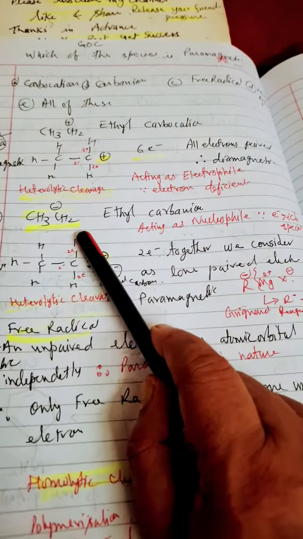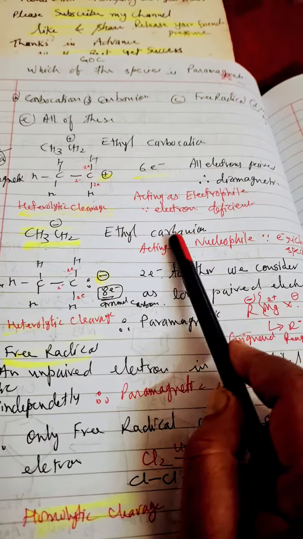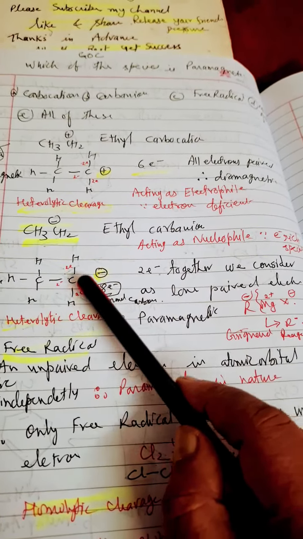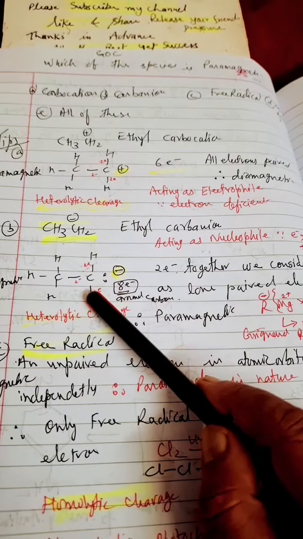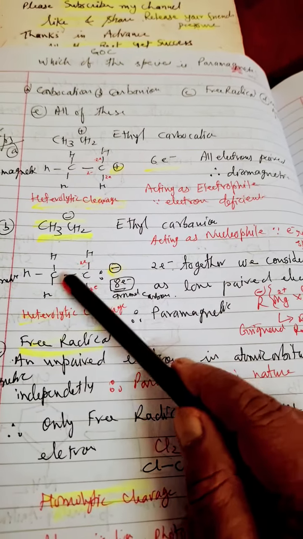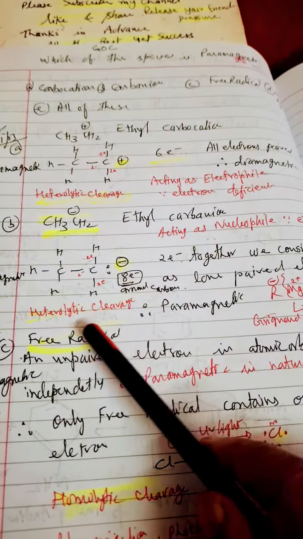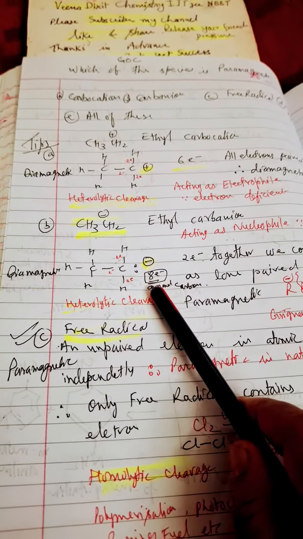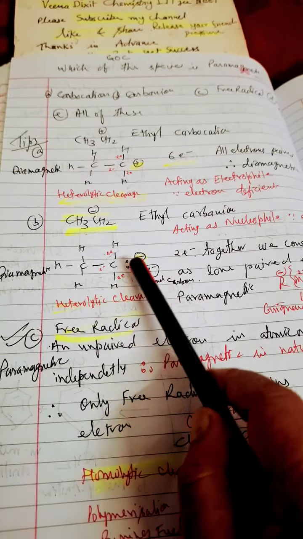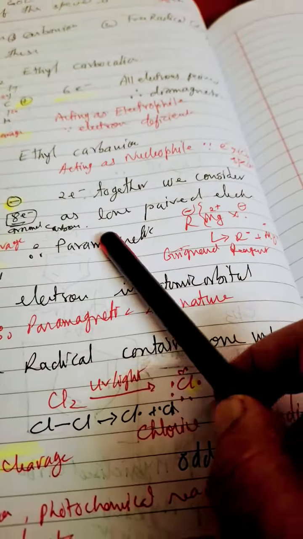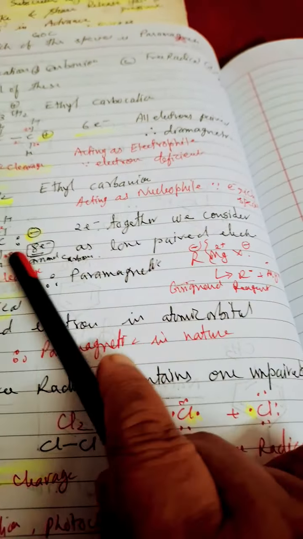Now we'll go for CH3CH2 negative. It's a carbanion. A carbanion is an electron rich species. The carbon carries one negative charge, and a total of 8 electrons are there around this carbon: 2, 4, 6 and 8. With 8 electrons around this carbon, it acts as a nucleophile. And it is diamagnetic because all electrons are paired, no unpaired electrons.